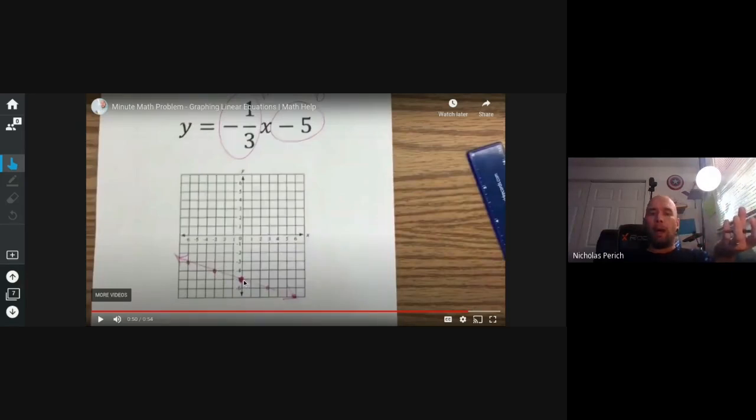Oh no, I ran out of room. So I go back to my original dot, and instead of going up 1, left 3, I can go down 1, right 3. Put a dot. Down 1, right 3, put a dot. And then draw your line with step 5.